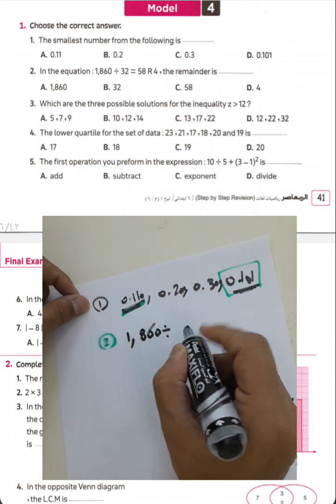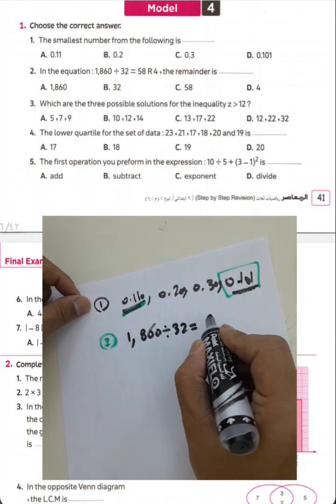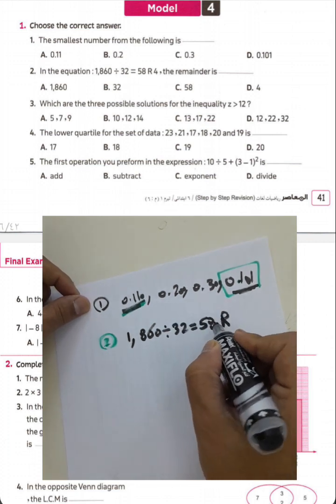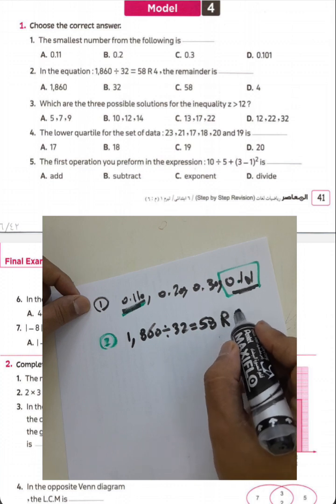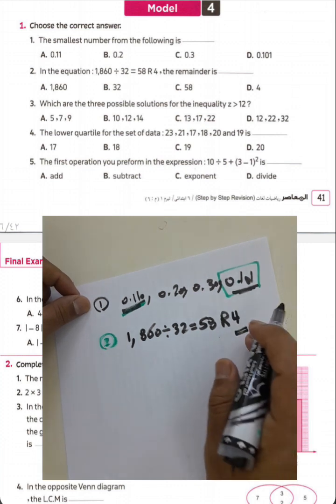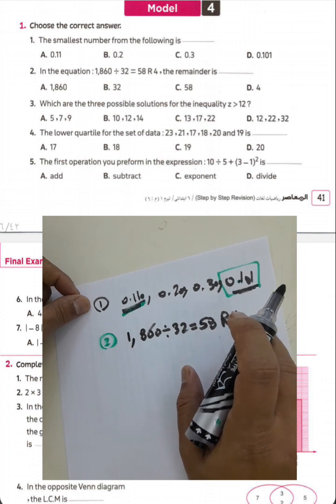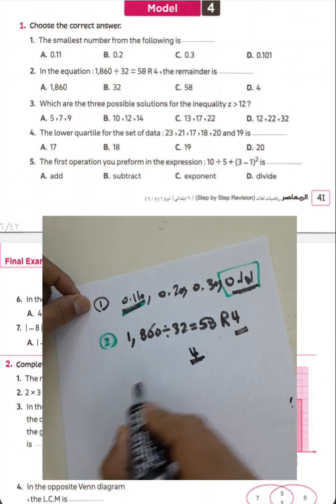1860 divided by 32 equals 58 and the remainder 4. He asked about remainders. The remainder here is 4, so write 4 in the space.